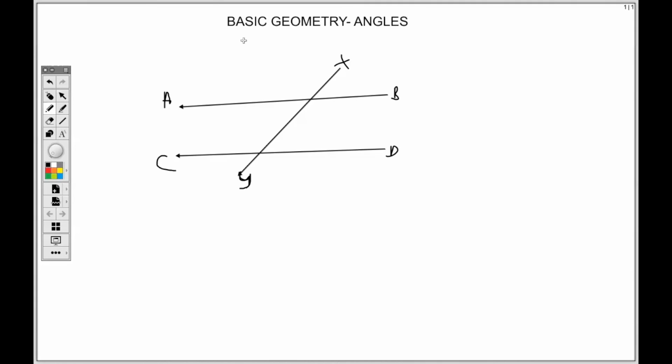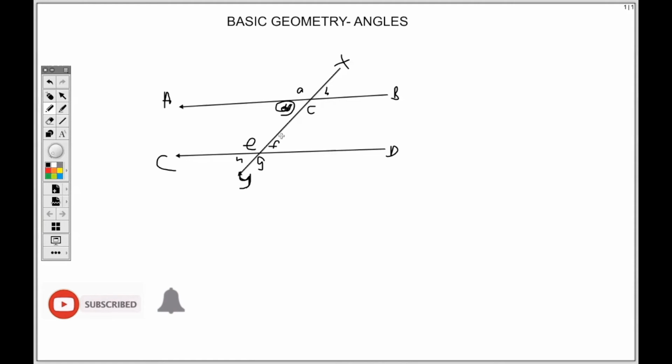Now, the two lines AB and CD are parallel lines, and these two lines are cut by a third line XY. This line XY is called a transversal line. Now, I'll be labeling here. Let's call this A, B, C, and D. E, F, H, and G. So these represent the angles.